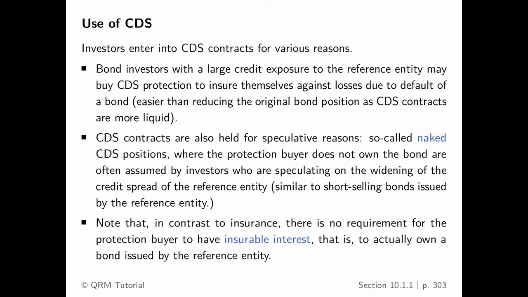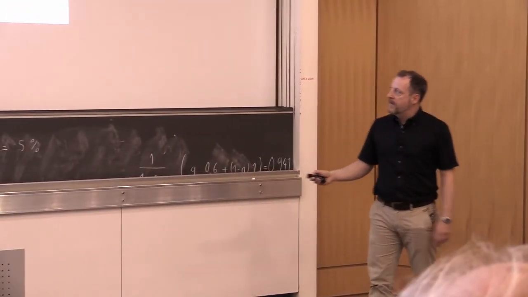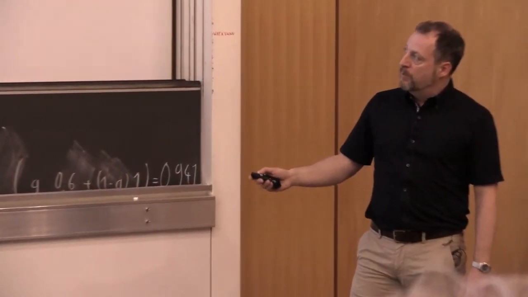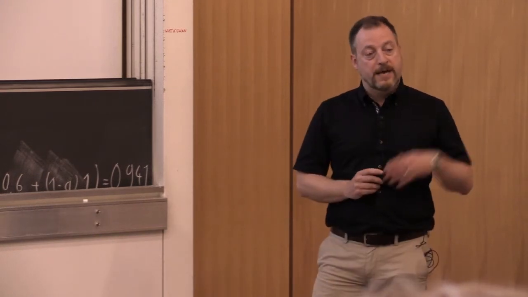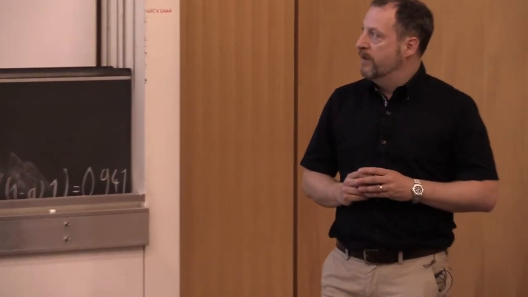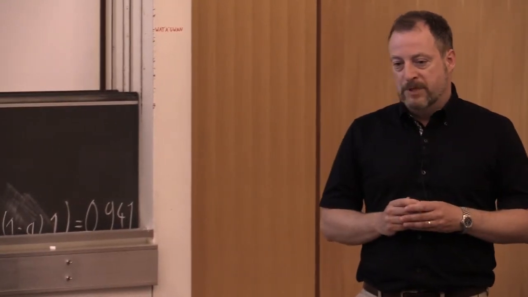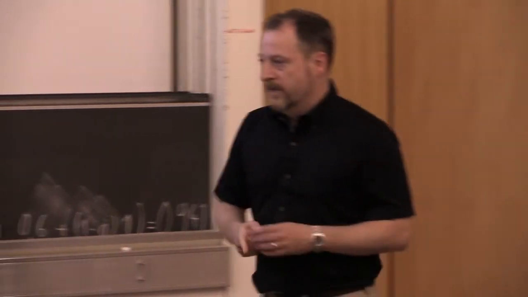If that were not allowed, being without insurable interest, would the market still be liquid? I think it would be a lot less liquid if you were forced to have insurable interest. So it sounds like insurance, and that's what makes it not insurance. There's no requirement for a protection buyer to actually have the bond. No requirement of insurable interest, so it is like insuring someone else's house, in effect, which of course you can't do in insurance.